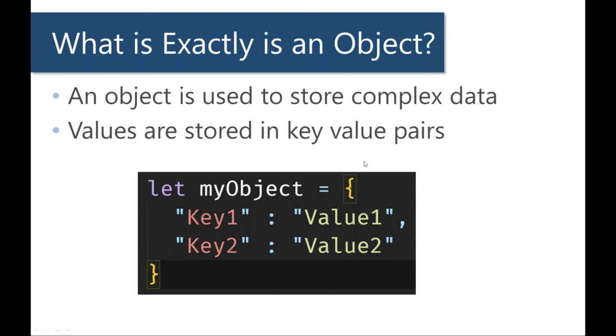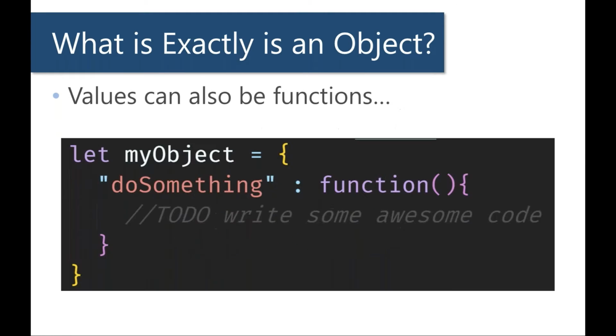So in another case, I want to show you that values inside of an object can be a function. So in this case, my object has a property that it can access. In this case, it's just called do something. I know, pretty generic. But it is being assigned a function that's going to have some code to implement whatever that function is supposed to do.